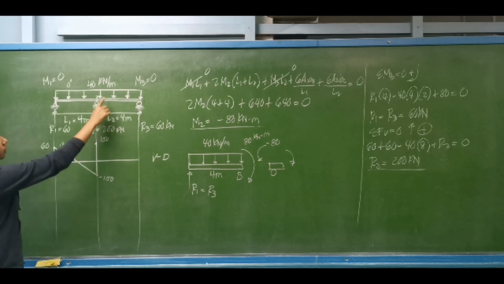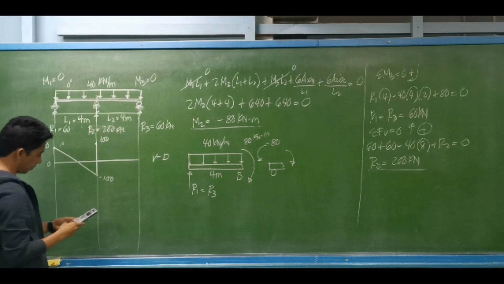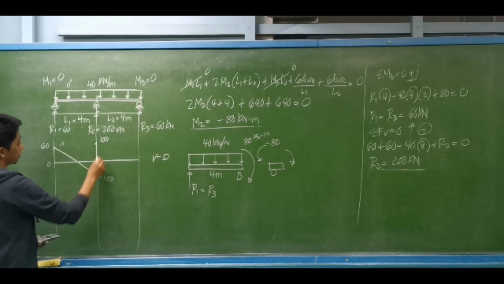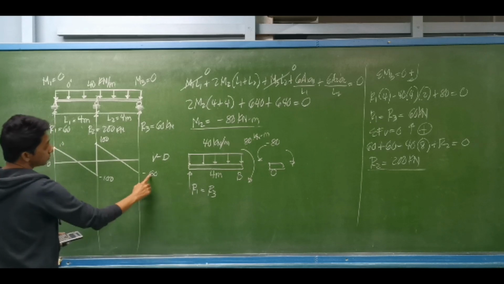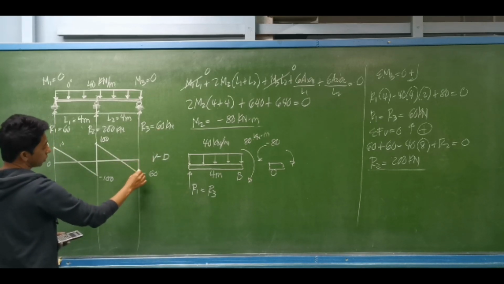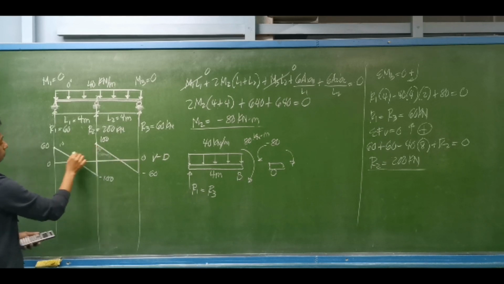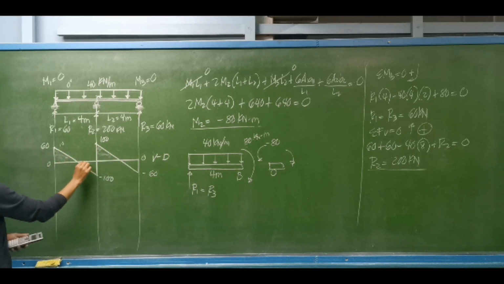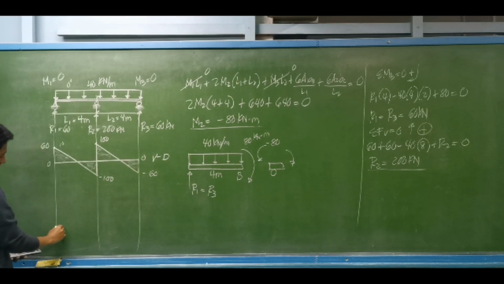Then again, 100 minus 40 times 4, which is obviously negative, we go with negative 60. Negative 60 plus the support reaction 60 will have a value of 0. So this will be our shear diagram.